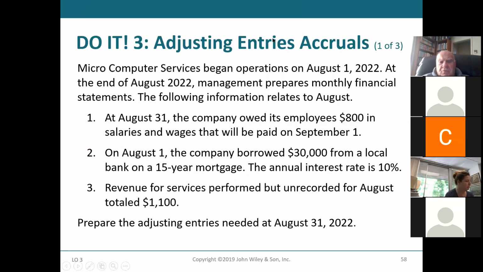Okay, let's do some accruals. Are you ready? Let's do some accruals together, okay? Micro Computer Services began operations August 1st, 2022. He started in the future. At the end of August 2022, management prepares financial statements. Okay, so let's see what happens here.